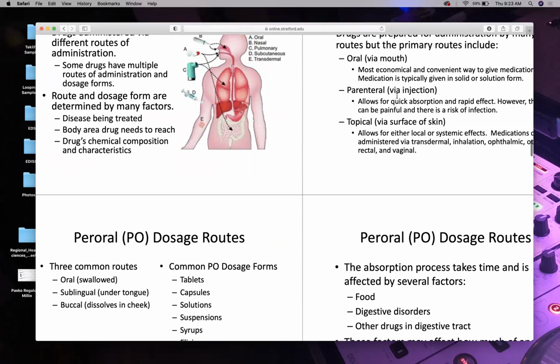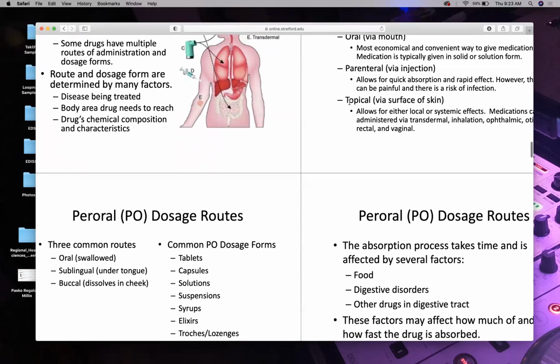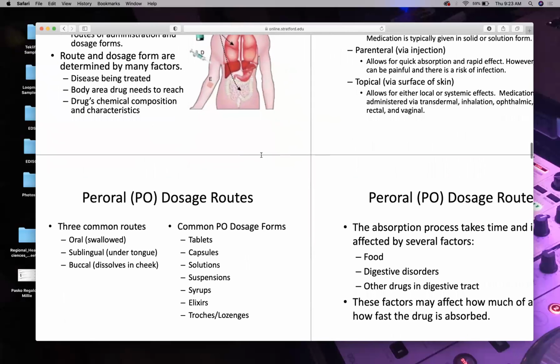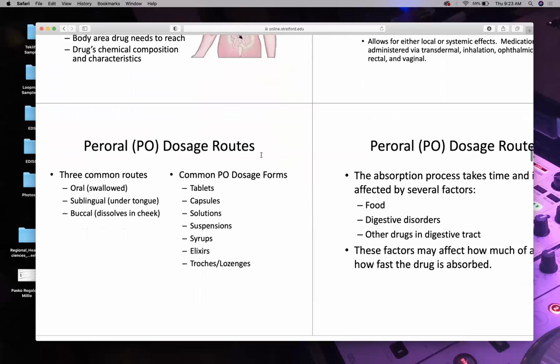Because if you have side effects or you have bad things that are going to happen, they're going to happen pretty darn quick. But no matter what you give, you always monitor, you always have the patient monitor and call us immediately if there's any issues.